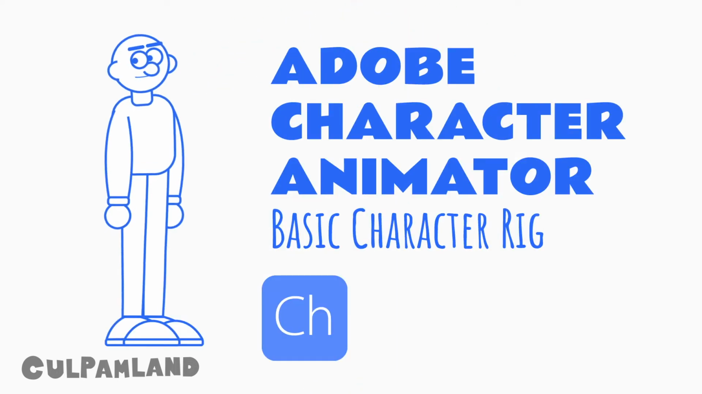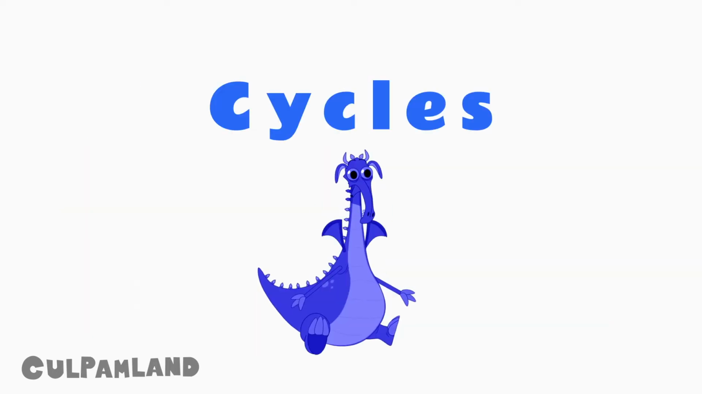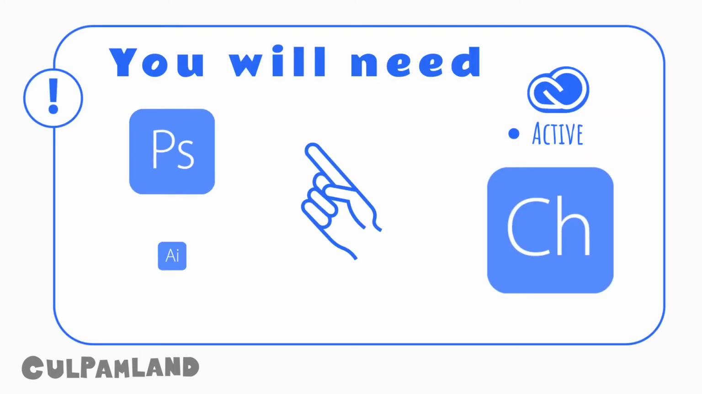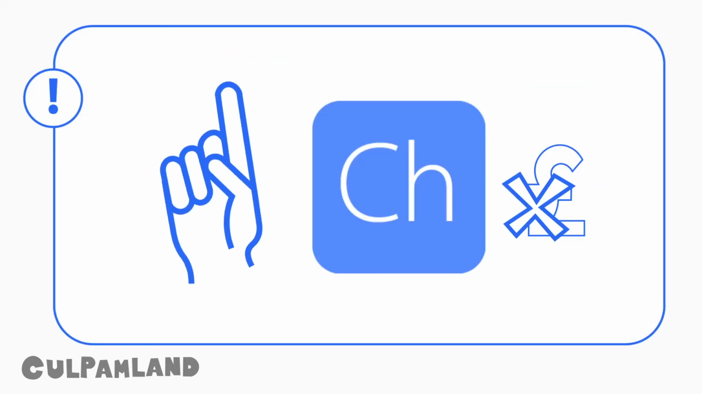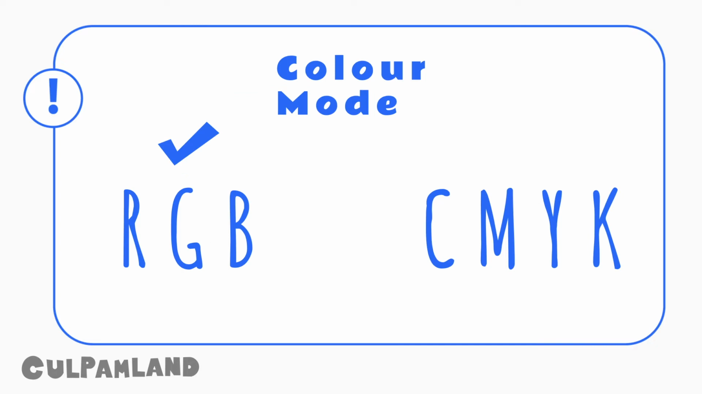basic rigged puppet. Adobe Character Animator is a unique program that allows users to animate their Photoshop or Illustrator files, either through side-click trigger animations or motion tracking through a webcam. As you need Photoshop or Illustrator to use Character Animator, you cannot buy this program separately. These are the file specifications that each character in Coulpomland uses. Make sure that you're using RGB instead of CMYK. 1080 by 1920 is a good size.